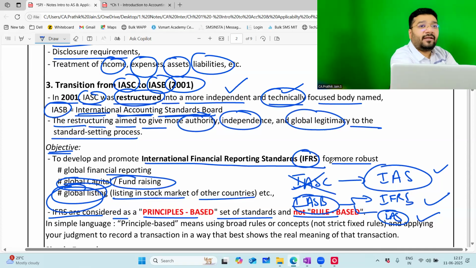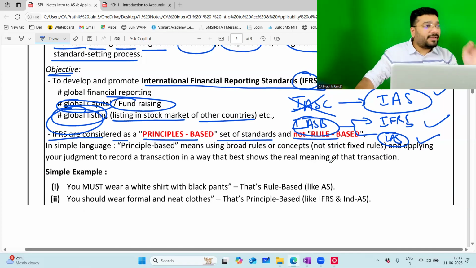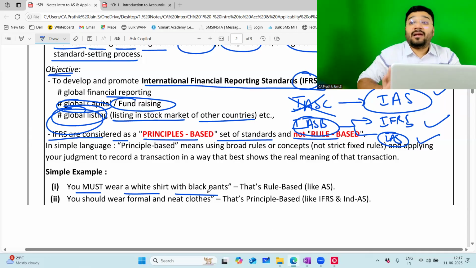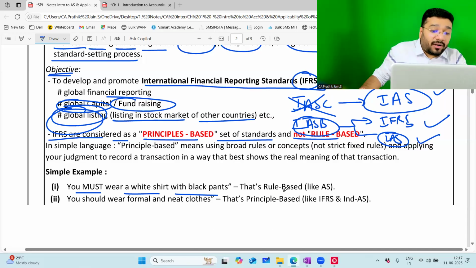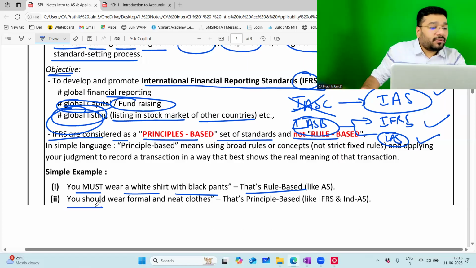Wonderful. Point taken. So in simple language, you have to tell it in the language that you understand. If I tell you that in the class you must wear only a white shirt and black pant to attend my class, then that is called rule-based. If I say you should come wearing formal and neat clothes, that is principle-based.